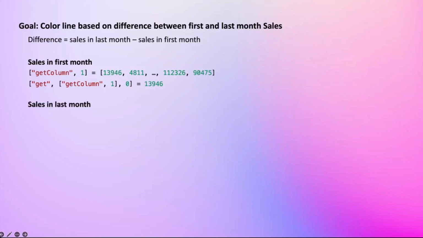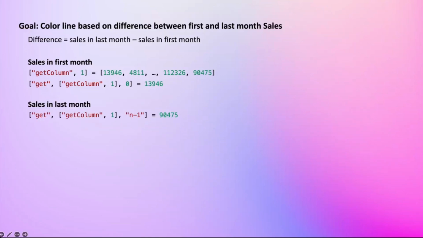We can take a similar approach to find sales in the last month, but instead of getting index 0, we need to find index n-1. And this is where we'll define n as the length of our array. So if this had been index 1, then the last one would be index n. So because we start at 0, the last one is n-1.